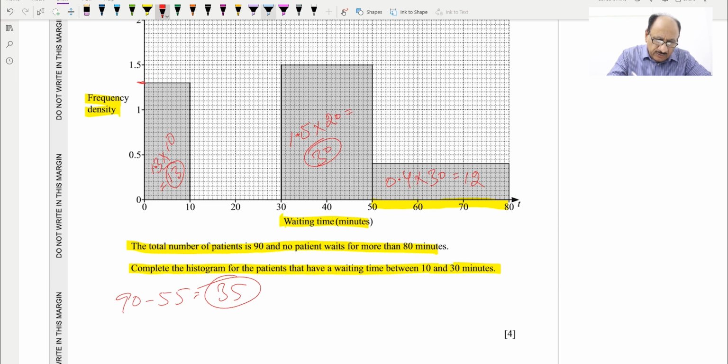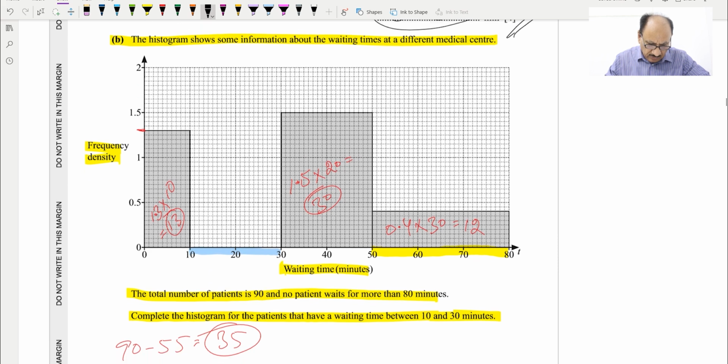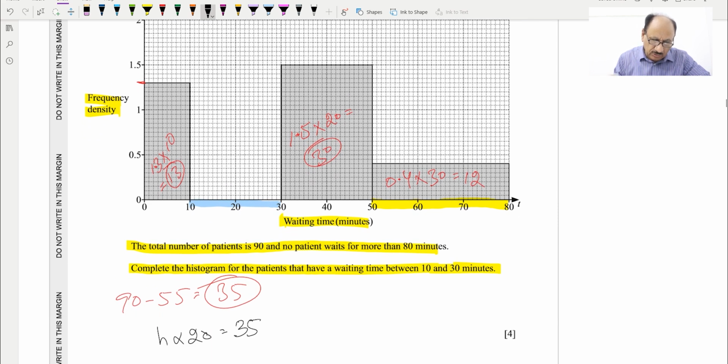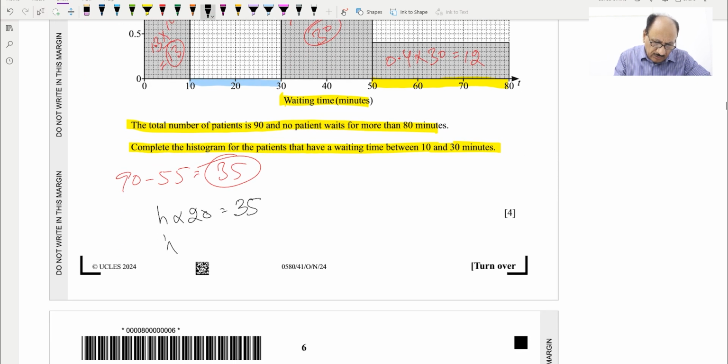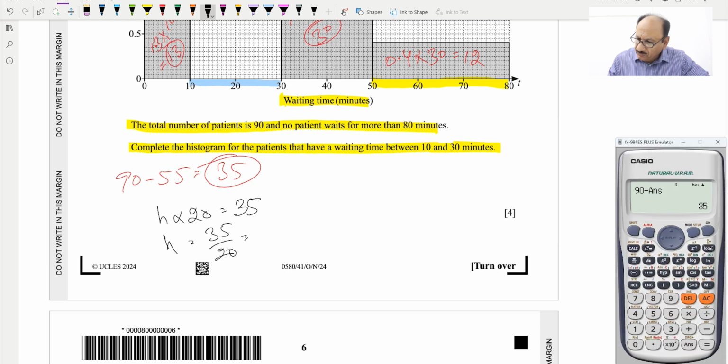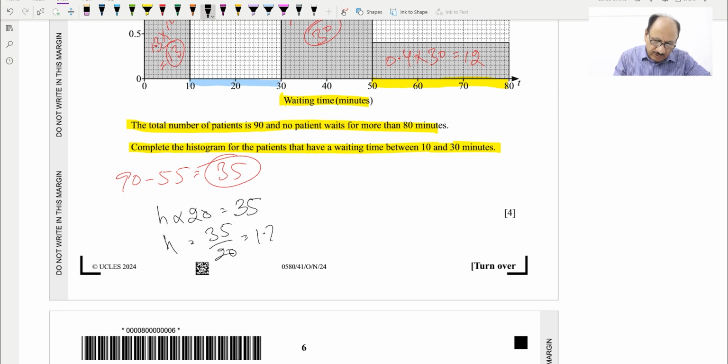So class width is this much, which is 20. So 20 multiplied by something should be equal to 30. So height into 20 should be equal to 35, sorry, not 30. So it should be equal to 35, and if we calculate, height will be equal to 35 over 20, which is 35 divided by 20, equal to 1.75. So 1.75 will be the height of the bar.